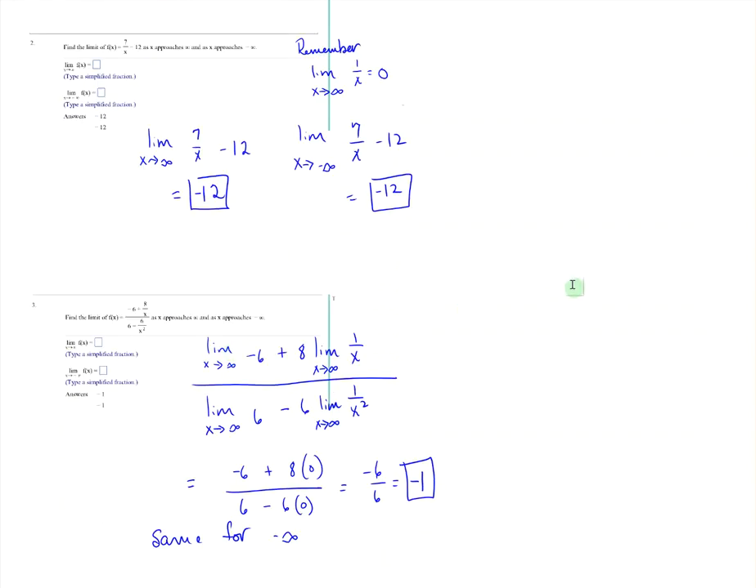Find the limit of f of x equals 7 over x minus 12 as you approach infinity and negative infinity. Okay, so remember our rule: as you approach infinity of 1 over x, it's equal to 0. And so we've got that minus 12 there. So this will go to 0. So it's minus 12 for both positive and negative infinity.